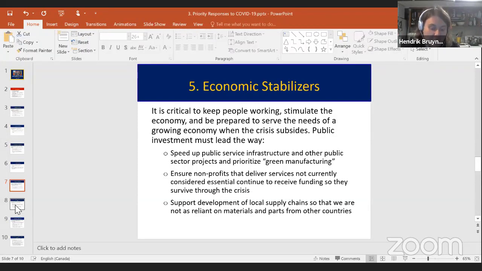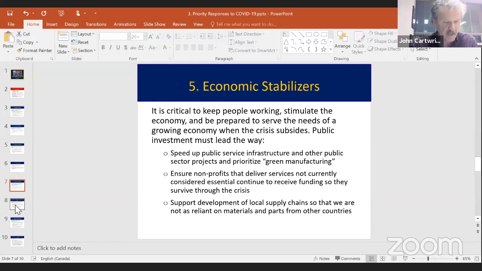Clearly communicate flexibility measures to assist nonprofits that receive funding directly from government as they manage their transfer payment agreements and provincially funded program requirements. Social services that are required to temporarily discontinue services should continue to receive transfer payments and funding so that they do survive the crisis. And local cultural organizations, which serve as pipelines to the larger entertainment industry, should continue to receive grants so that they survive the crisis. Support development of local supply chains so that we are not as reliant on materials and parts from other countries. Thank you.